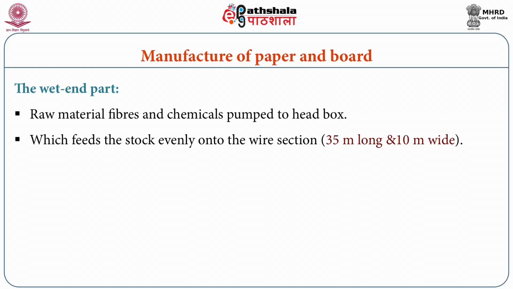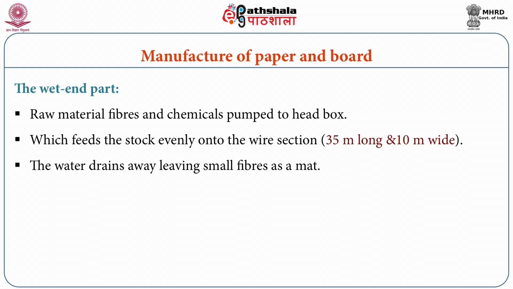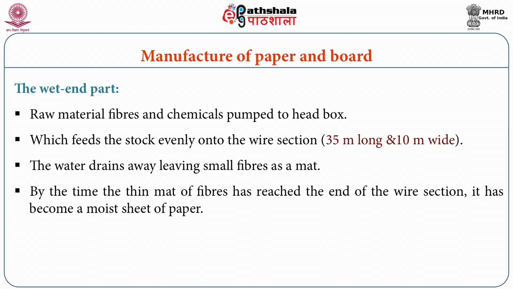As the paper stock flows from the headbox onto the wire, the water drains away through the mesh, leaving the small fibers as a mat on the top of the mesh. The paper machine can travel at speeds of up to 2000 meters per minute, and by the time the paper stock has traveled halfway down the wire, a high percentage of water has drained away. By the time the thin mat of fibers has reached the end of the wire section, it has become a sheet of paper, although very moist and with little strength.